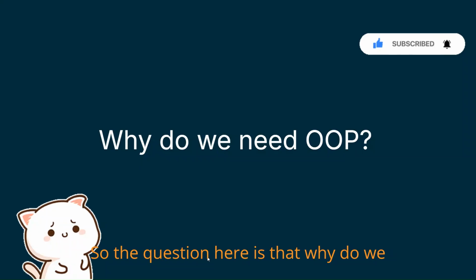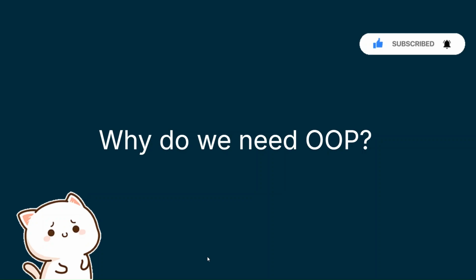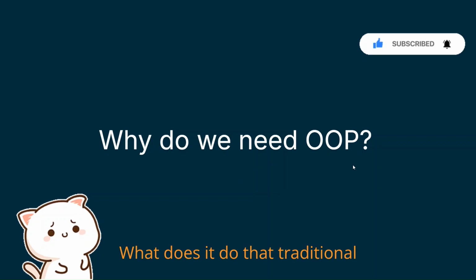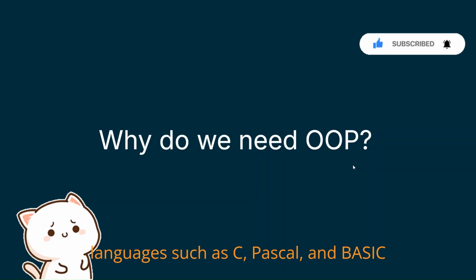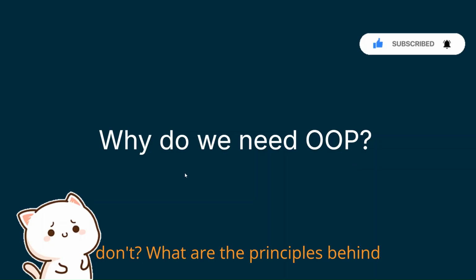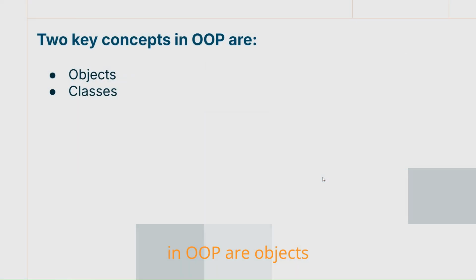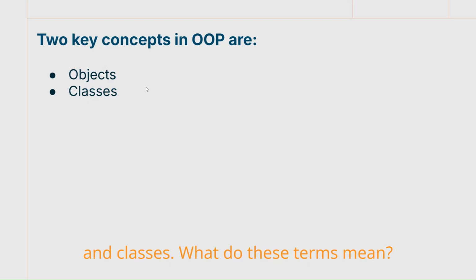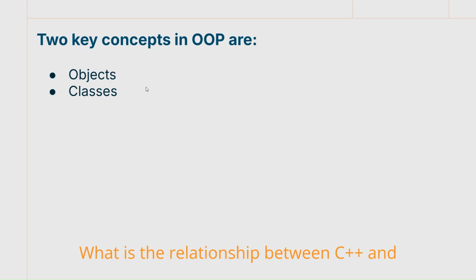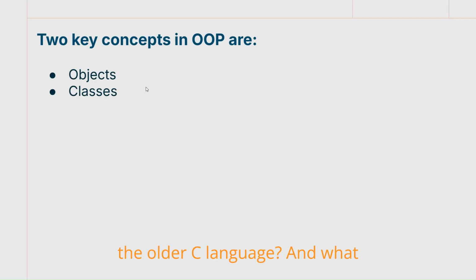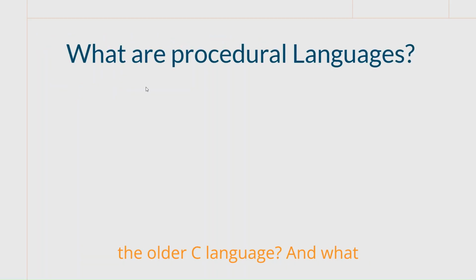So the question here is: why do we need OOP? What does it do that traditional languages such as C, Pascal, and BASIC don't? What are the principles behind OOP? So the two key concepts in OOP are objects and classes. What do these terms mean? What is the relationship between C++ and the older C language? And what are procedural languages?